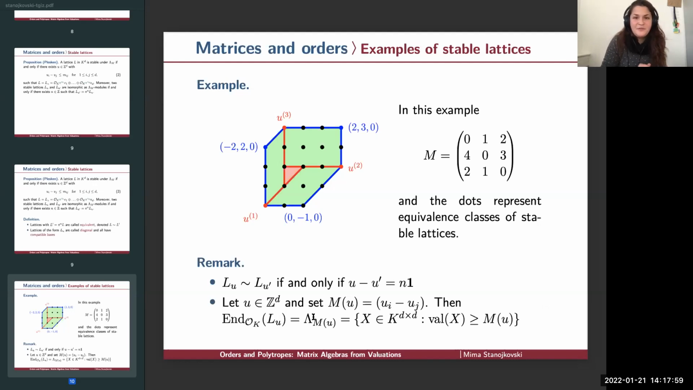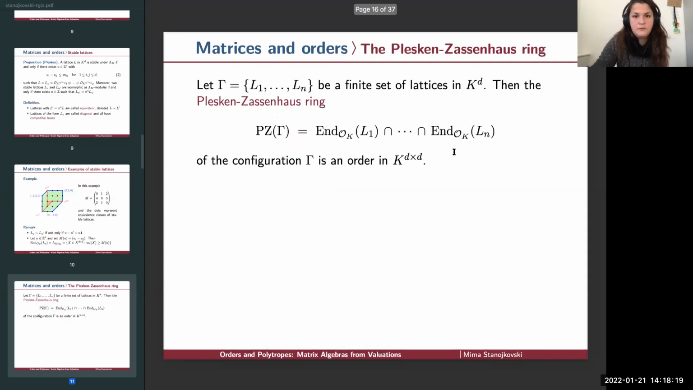What can I use this for? Well, for each u in my picture, I can define M_u. Then I get all these endomorphism rings. If I intersect them, I get the Lambda associated to this matrix. So this brings me to the following definition.